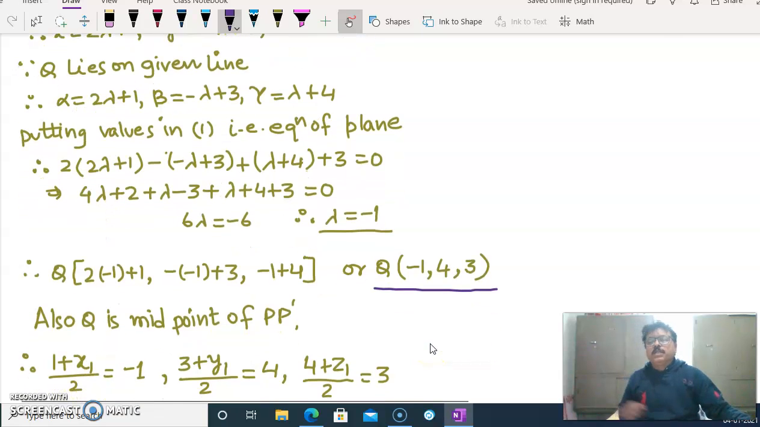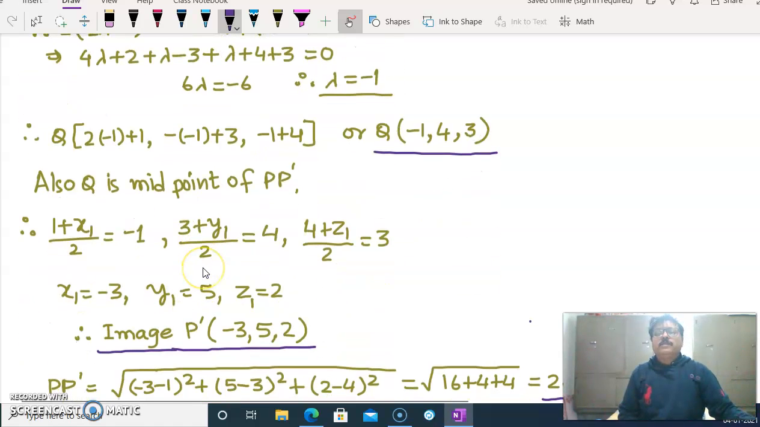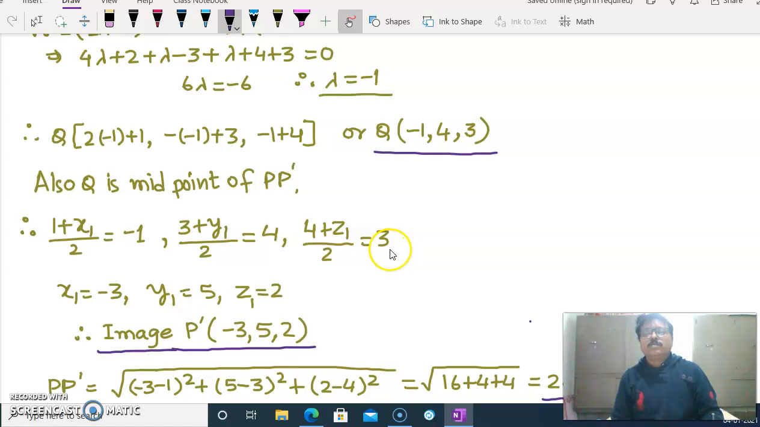That means Q, the foot of the perpendicular from the point P, will be (minus 1, 4, 3). Also, we know that Q is the midpoint of PP dash, hence (1 plus x1) by 2 is equal to minus 1, (3 plus y1) by 2 is equal to 4, and (4 plus z1) by 2 is equal to 3. So the values of x1, y1, z1 come out as minus 3, 5 and 2. Hence the image of point P will be P dash (minus 3, 5, 2).